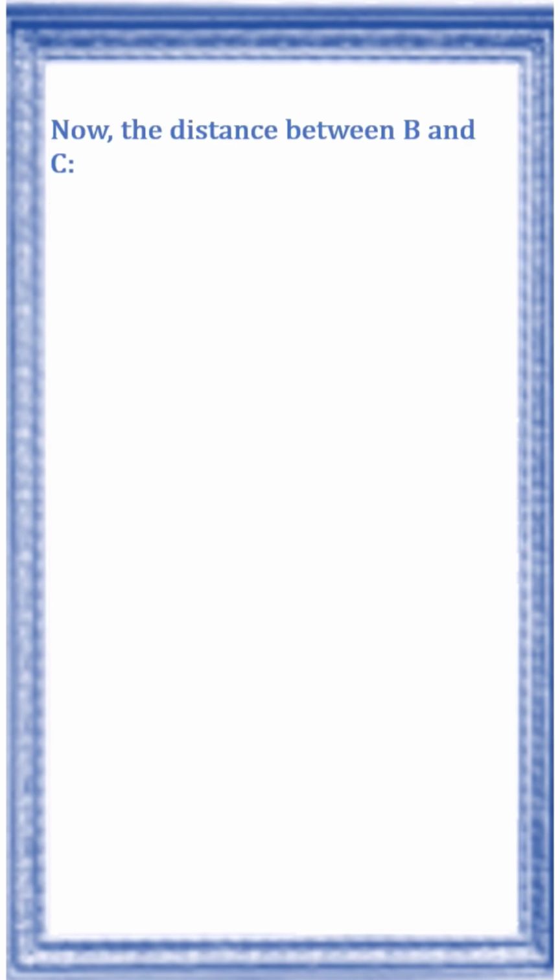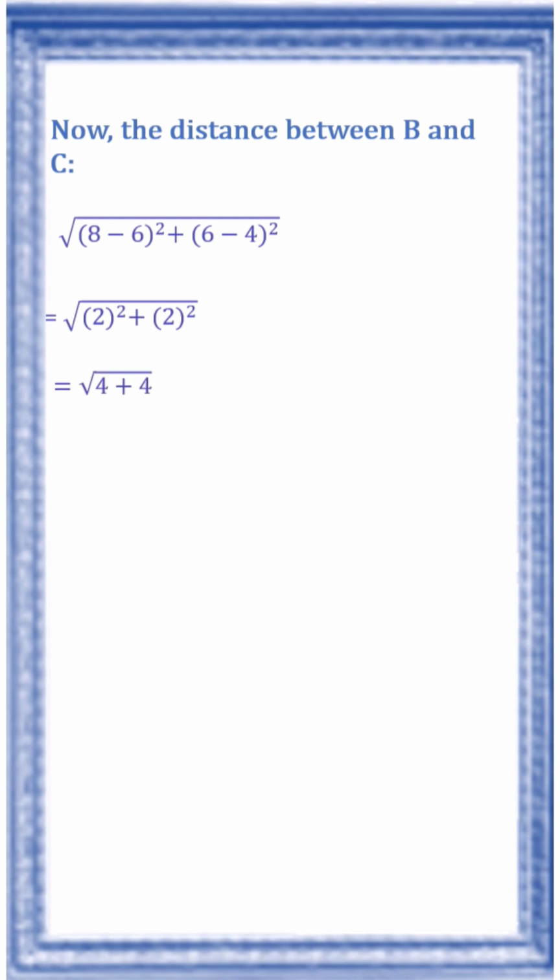Now let us find the distance between B and C. Let us substitute the values. We will get square root of 2 square plus 2 square. So that is equal to square root of 4 plus 4. So that is equal to square root of 4 into 2. Square root of 4 is 2. That is equal to 2 root 2 units. BC is equal to 2 root 2 units.